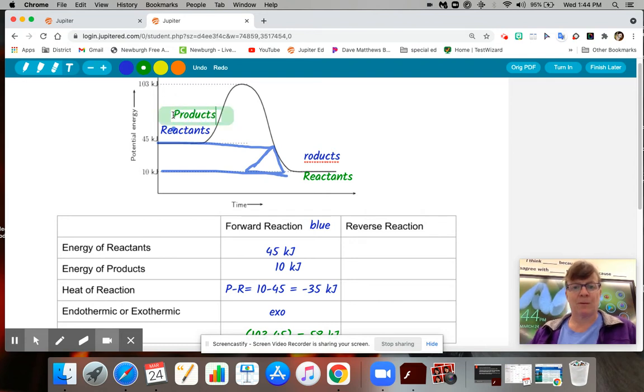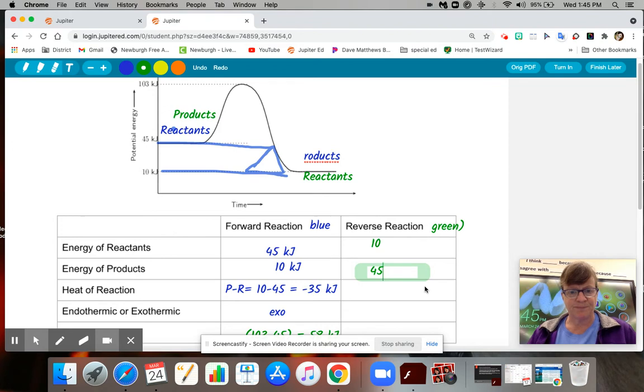We're going backwards. And again, I'm going to make that all in green, my reverse. You can redraw it, like I have students redraw it backwards, like a mirror image, or you can just think backwards. So now my reactants are here because I'm going in reverse. So 10. My products are now 45, right?